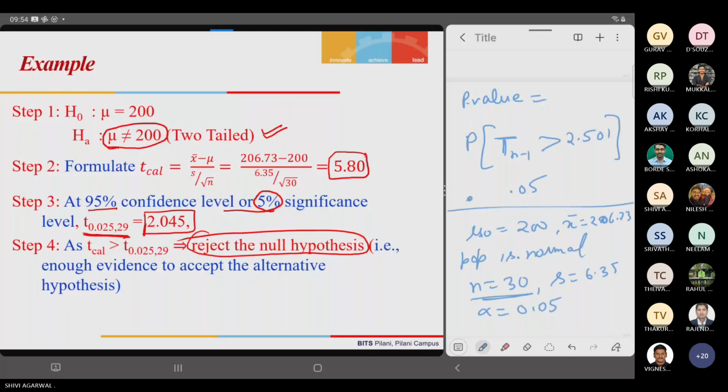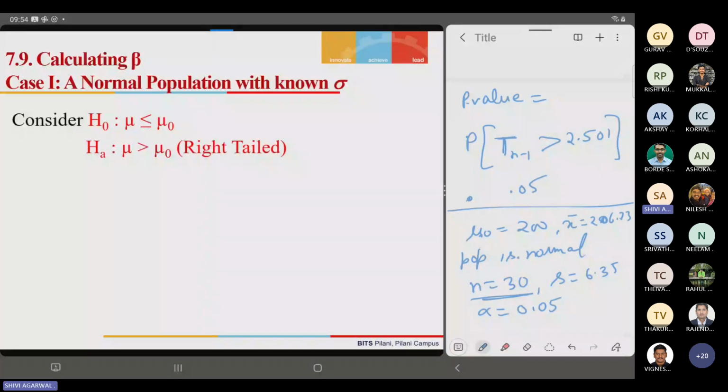ठीक है? Any doubt, any query? Simple, all things are simple. All steps are very simple. Now the next is section 7.9. So 7.8 is not in your syllabus, correct? 7.8 is not in the syllabus. So 7.7 we are doing. Now we are just moving to 7.9. Calculating beta. What is beta? Do you remember?